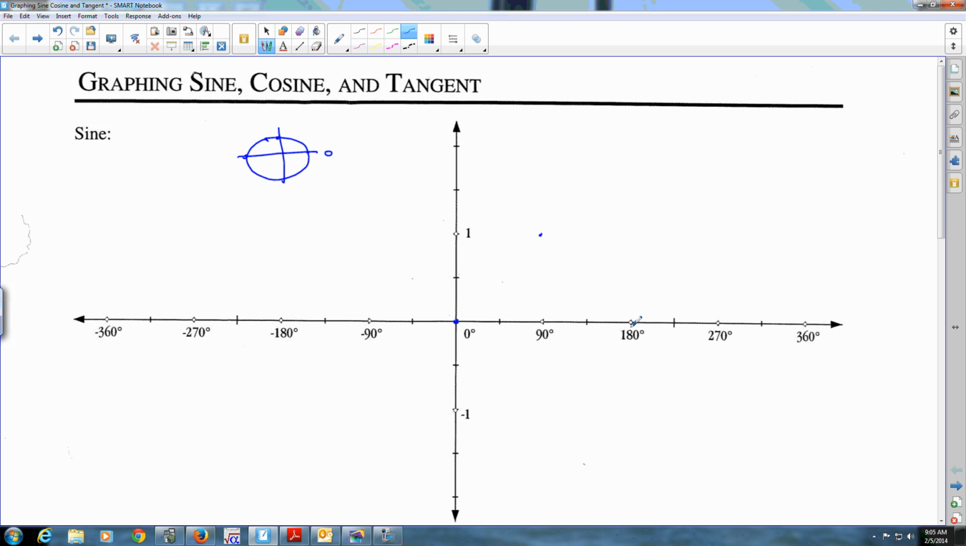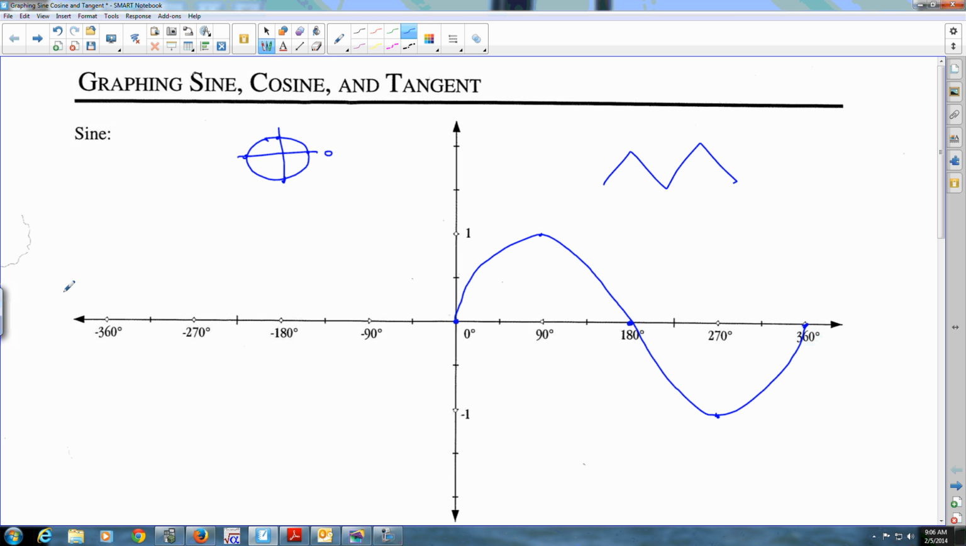At 180, I'm back to 0. And at 270, I'm down at -1. And at 360, I'm back to 0 again. Now, the thing that I'm going to try and avoid is you guys drawing your graphs looking like this. That's not how they go. Your graph is going to curve up to it. It's going to come down here, and do that. That's what your graph is going to look like.